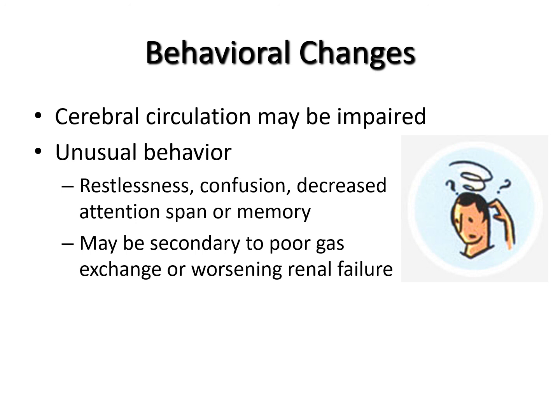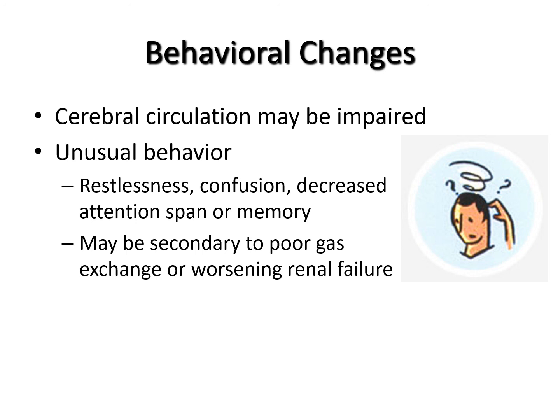So cerebral circulation is impaired. Perfusion to the brain is impaired. So we end up seeing changes in level of consciousness. The very first change we see is restlessness. That's your first indication that the brain is not being perfused well. Restlessness can lead to confusion and also other changes such as decreased attention span or memory changes.